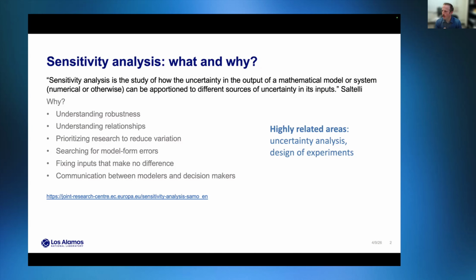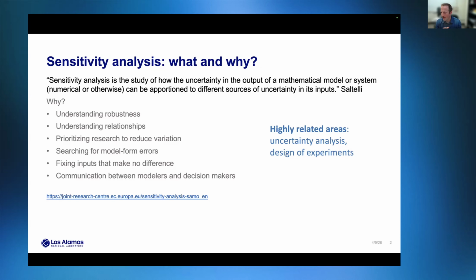Okay, so why would we want to do this? The reasons that I've seen discussed, one is to understand robustness. So robustness being, if we have things that we're uncertain about that are inputs to a model, we want to understand whether those are causing a lot of variation in the response of our model. And similarly, if we want to reduce variation in the response, we can prioritize which inputs we need to go after to reduce variation of those inputs in order to reduce uncertainty in the response.